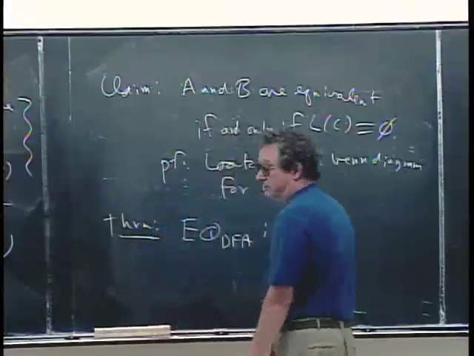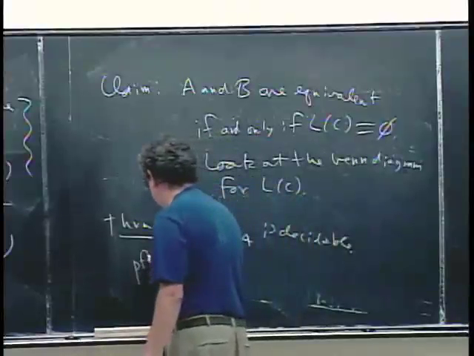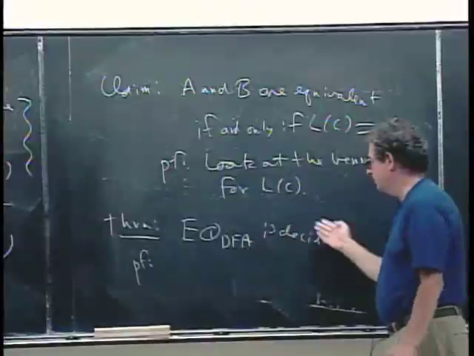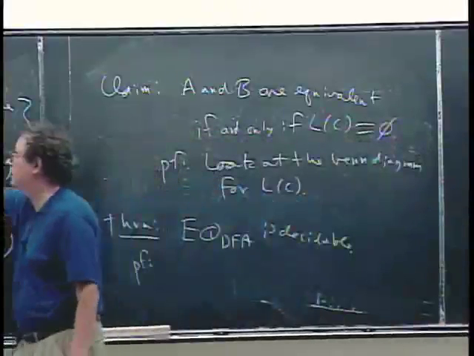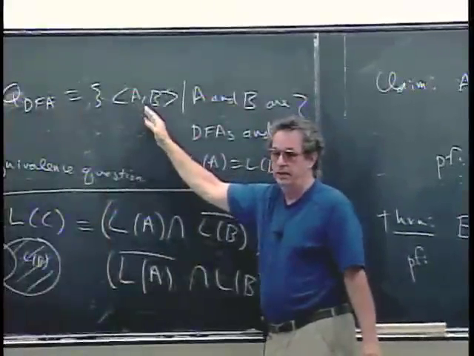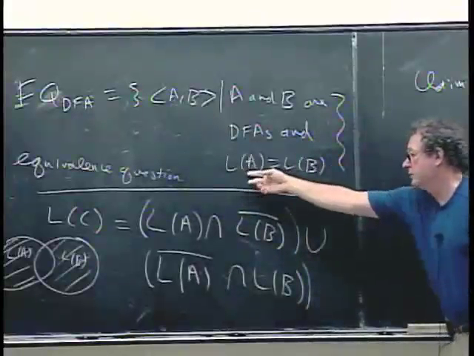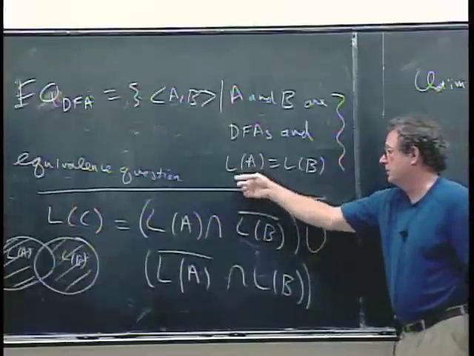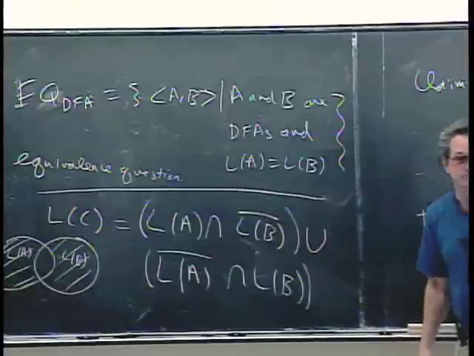How do we do it? How do we prove that EQ-DFA is decidable? What is the Turing machine that is going to be able to decide? We need a Turing machine that can take in the description of two DFAs and determine whether the languages recognized by those two DFAs are the same.